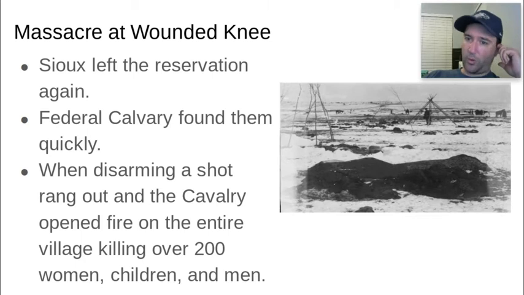And so, when they left the reservation again, they were rounded up by federal cavalry, and they've got them all kind of surrounded to disarm them. And then as they're disarming them, there was a shot that rang out, and nobody knows who fired it. It could have been cavalry. It could have been one of the Native Americans. Most historians will say it was probably a cavalry soldier, or there was an accidental discharge. But as soon as it happened, they shot and killed over 200 women, children, and men of this village that occurred at Wounded Knee.